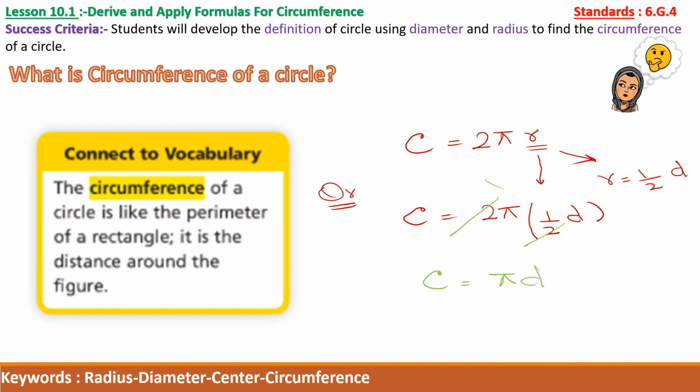So we have two formulas. In terms of radius, we can say it is 2 pi r. And in terms of diameter, we know it is pi d. So memorize these two formulas also.